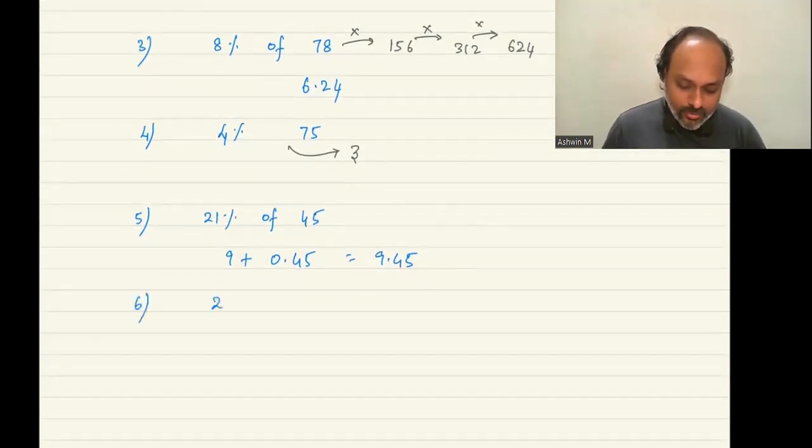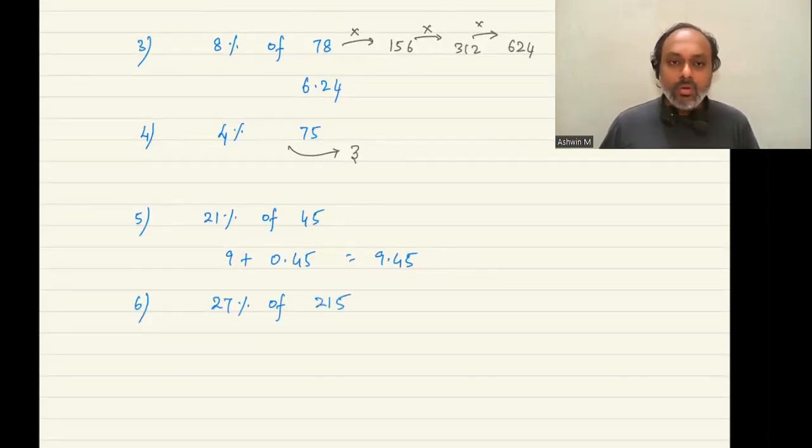One more. Suppose this is something which you can think of. If I want 27% of some number, whatever number it might be, I'll take a number like 215. Now for evaluating 27%, note that quickly 27% can be written as 30% minus 3%. What is the advantage? If I calculate 30% of some number divided by 10, I will get 3% of the number. Now if I subtract these two, I'm going to get 27%.